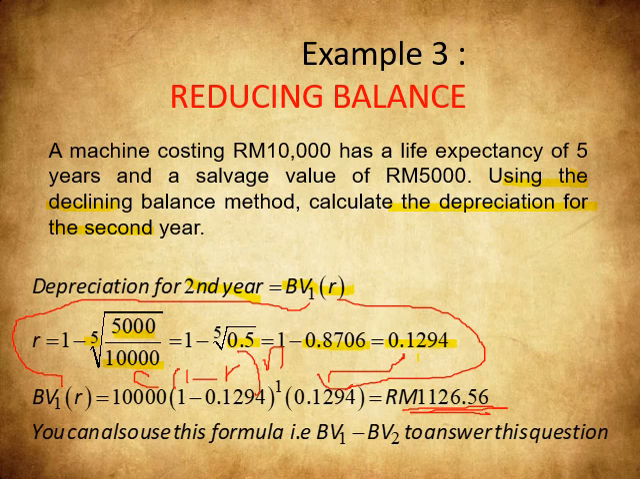Kalau tak nak guna formula ni, kita boleh guna satu lagi formula, BV1 tolak BV2. So bila kita tahu nilai semasa untuk tahun pertama, tolak dengan nilai semasa pada tahun kedua, dapatlah susut nilai dia untuk tahun kedua. So we have two formulas, either to use BV1 times R ataupun BV1 minus BV2. But if you want to use the second formula, you need to find BV2 first.